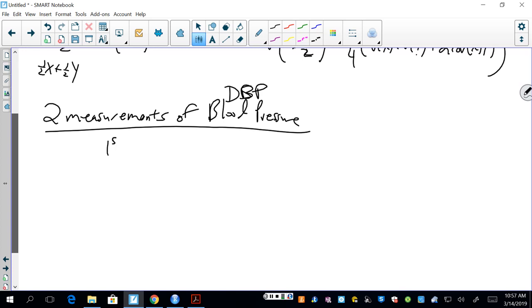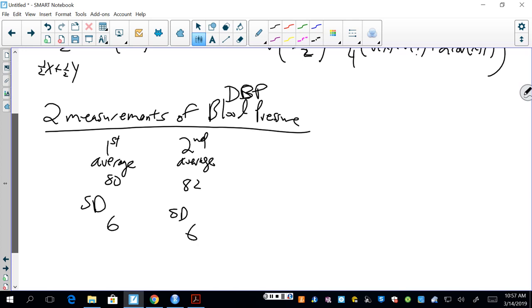Say the first time the average is 80 and the standard deviation is 6. And the second time, typically in a population of generally healthy adults that are near the guidelines, 82, again a standard deviation of 6. And there's a correlation between the measurements of 0.8.